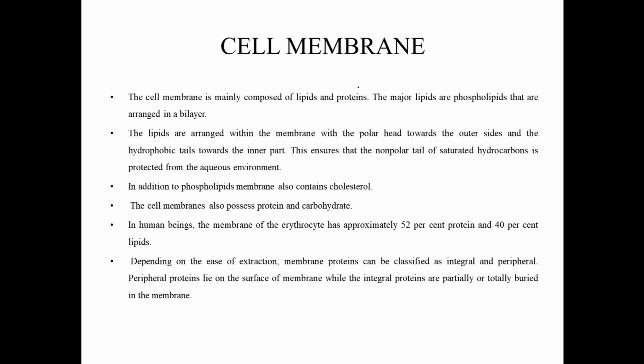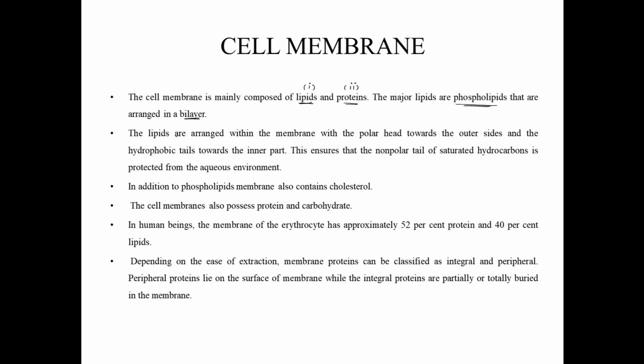Now moving on, let's discuss cell membrane. So cell membrane is mainly composed of lipids and proteins. Now the major lipids are phospholipids, which are arranged in a manner of a bilayer. So the lipids of cell membrane are arranged in such a way that the polar head is towards the outer side and the hydrophobic tail towards the inner part. This ensures that the non-polar tail of saturated hydrocarbon is protected from the aqueous environment, right? In addition to phospholipids, cell membrane also contains cholesterol, proteins and carbohydrates.